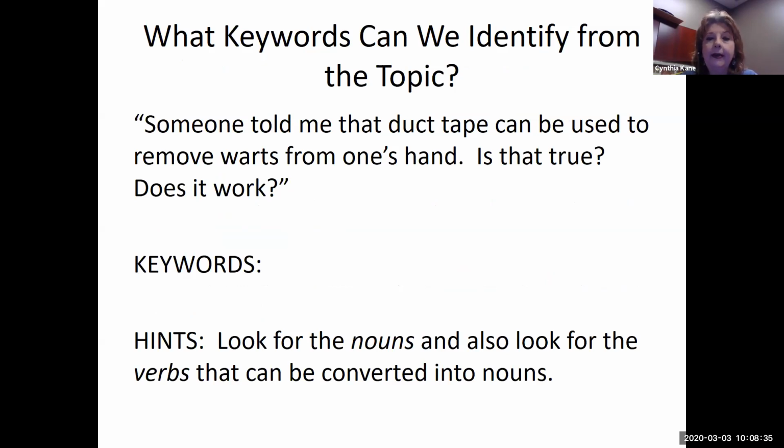Someone told me that duct tape can be used to remove warts from one's hands. Is that true? Does that work? You might remember the research question from Identify. This is my research question, by the way.